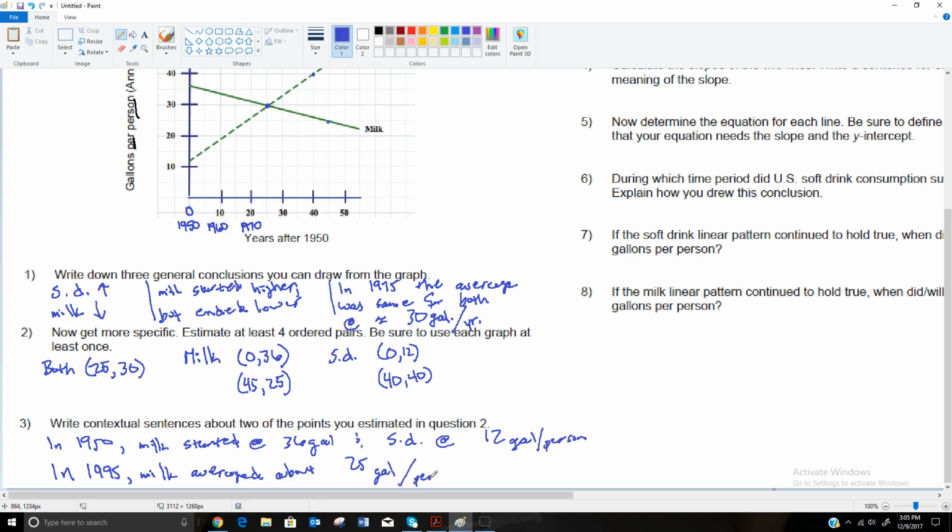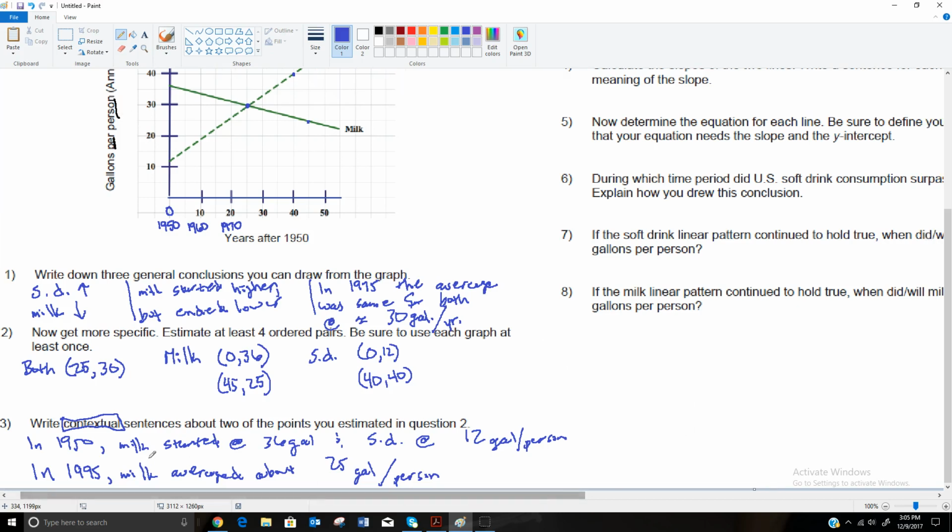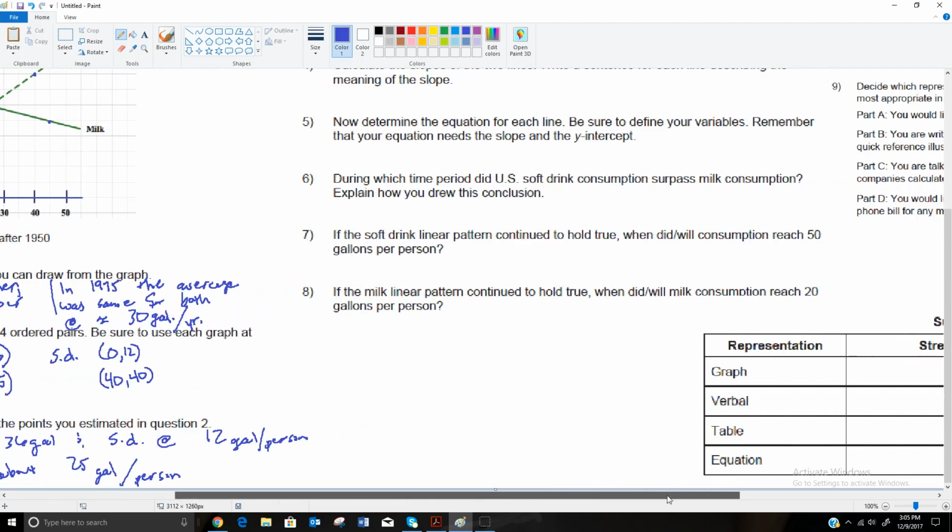Okay, so this is what they mean by contextual. When they talk about contextual, they mean explain what those points mean in the context of what we're looking at. So what do they actually mean for the data? You can't just say it started at or they were crossing at. You need to be specific. Milk, soft drinks, years, amount, and make it in context for what's going on.